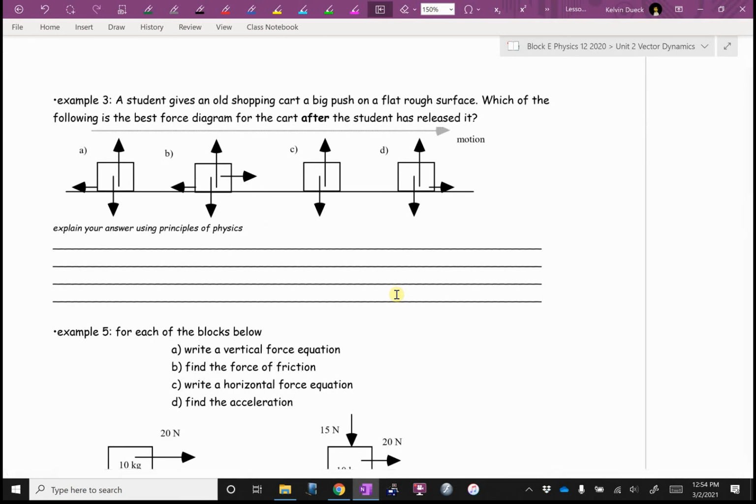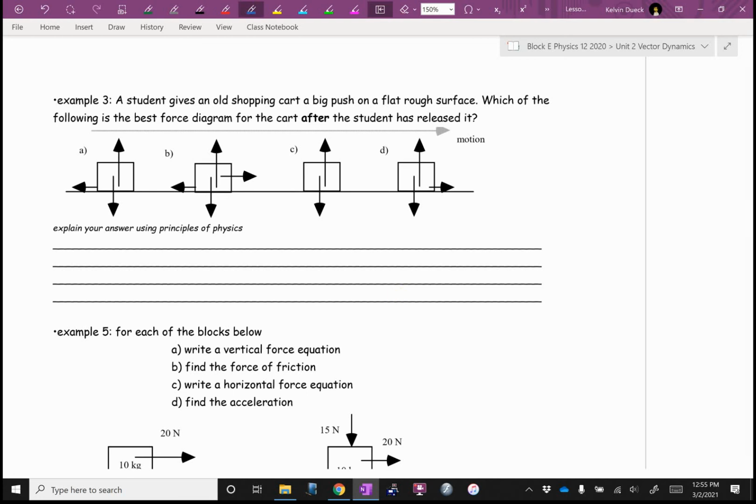A student gives an old shopping cart a big push on a flat, rough surface. Which of the following is the best free body diagram for the cart after the student has released it? I don't have a shopping cart here, but I do have my teacher chair. So what we're talking about is right after I let this go, after pushing it, but before it comes to a stop. What's the best free body diagram right now? Once again, we're going to vote. How high you hold your hand up is how sure you are of the answer. I'm positive. I'm pretty sure. I'm only guessing.